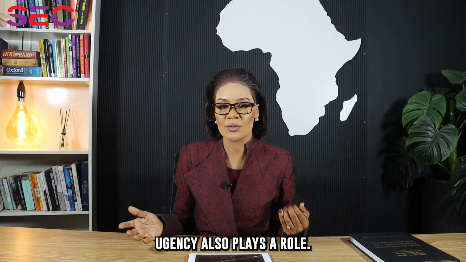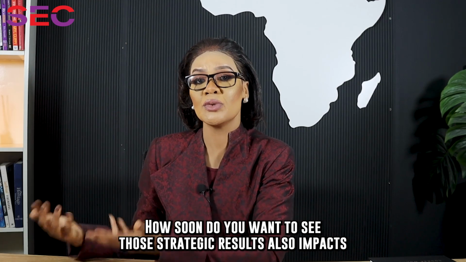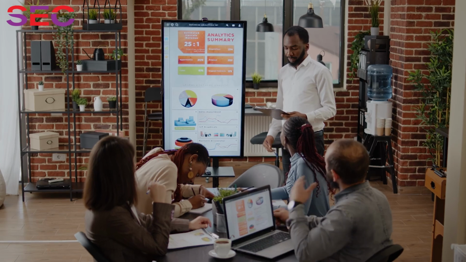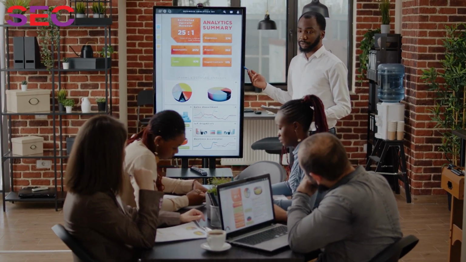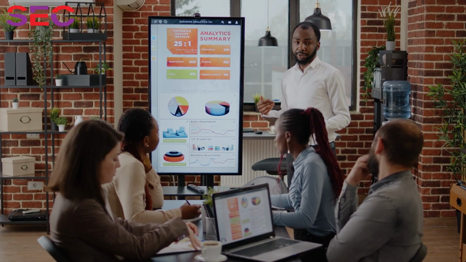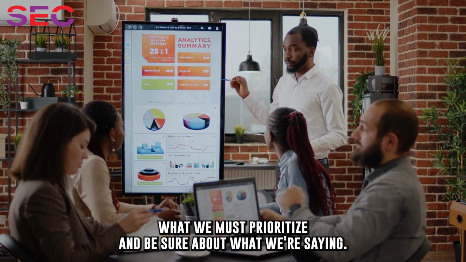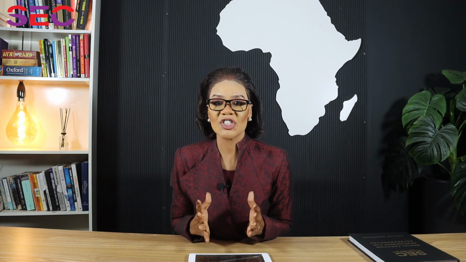Urgency also plays a role. You want to see certain strategic results. How soon do you want to see those strategic results? That also impacts what constitutes that 20% that you're going to invest your resources in. So this decision here can require a bit of debating in the boardroom as executives for us to agree what we must prioritize and be sure about what we're promising on the other side. It's not always going to be 100% achieved.